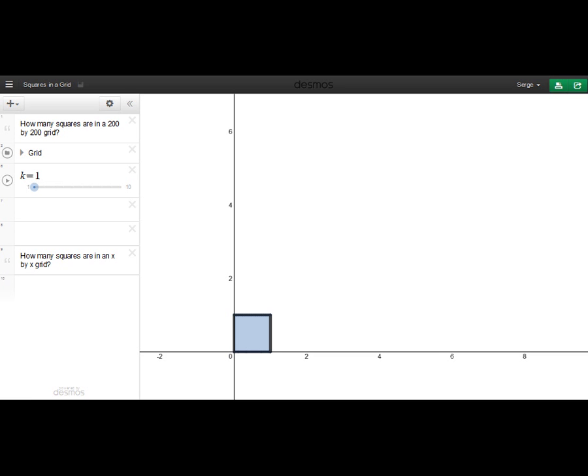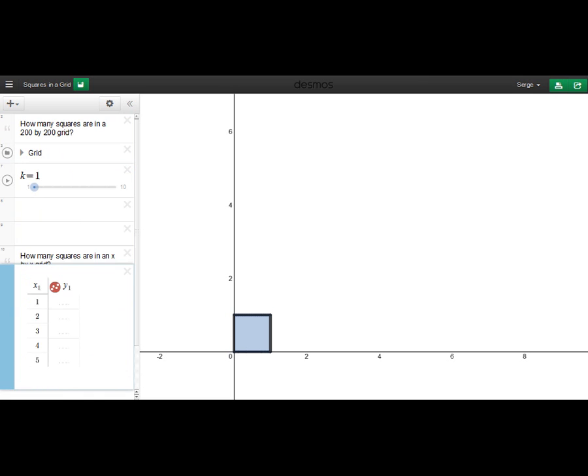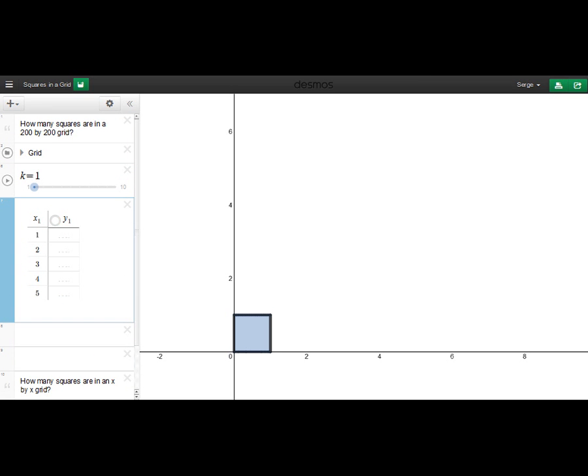But we do have some nice tools at our disposal. And what we're going to do is go into Desmos and create a table. And we'll actually make a table of values. So for our table of values, we know that a 1 by 1 grid is 1 square. What happens if we up it to a 2 by 2 grid? In that case, I count 4 little squares and 1 bigger square for a grand total of 5.